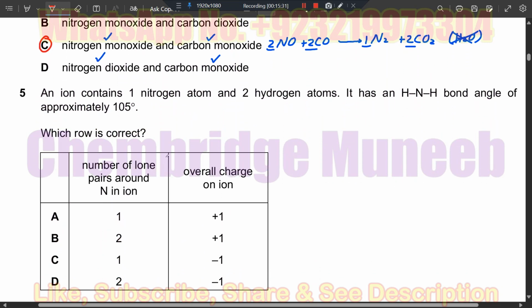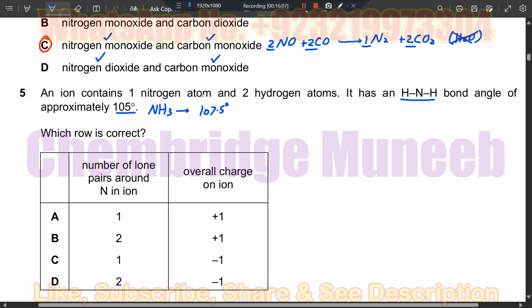An ion contains 1 nitrogen atom and 2 hydrogen atoms. It has an angle of approximately 105 degrees. Which row is correct? If you recall your knowledge from the chemical bonding chapter, we saw that nitrogen when bonded with 3 hydrogen atoms is ammonia, and the HNH angle in this compound was 107, 107.5 degrees. So this is not the same compound here.